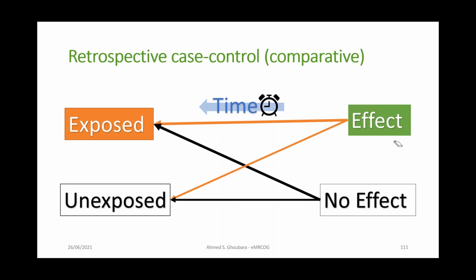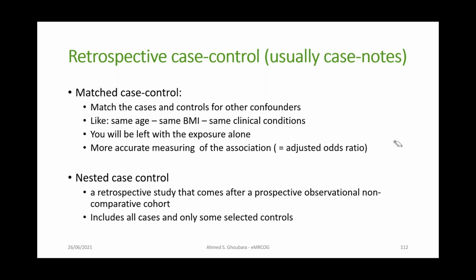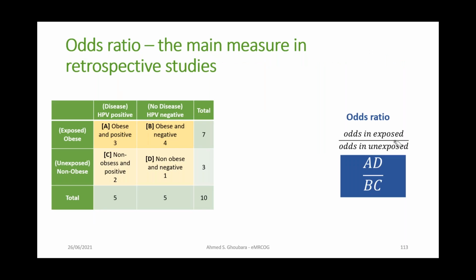In the retrospective design, it's better for you to measure the odds ratio. This time we do the odds ratio. Okay, not the relative risk. Relative risk doesn't mean anything at all, doesn't make any sense. Odds ratio. Okay, in the retrospective design, we use the odds ratio.